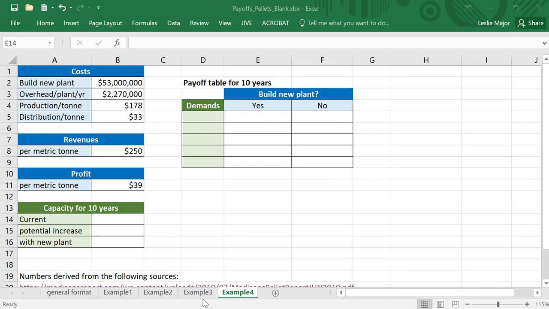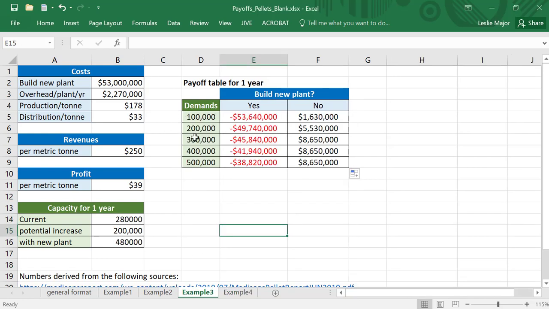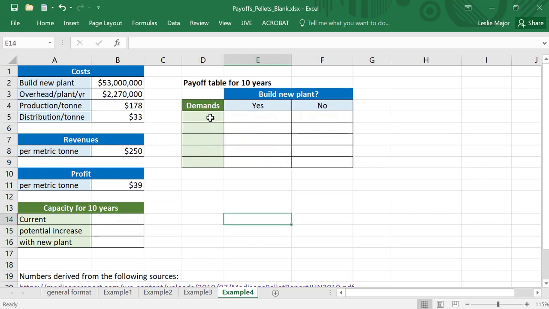Okay, so here we are. Remember before, our original demands were just the 100,000 through 500,000. So we're just going to take each of those and times by 10, or if you will, just add a 0 at the end. So it's a million, 2 million, 3 million, 4 million, and 5 million.